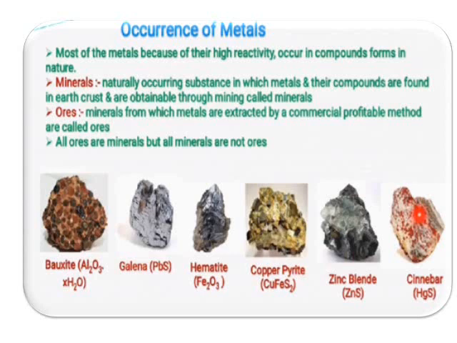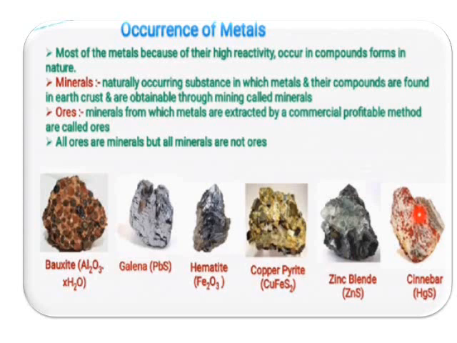So see the slide, most of the metals, because of their high reactivity, occur in compounds in nature. What are minerals? They are naturally occurring substances in which metals and their compounds are found in the earth's crust and are obtained through mining, called minerals. Then what are ores? Minerals from which metals are extracted by a commercial profitable method are called ores. All ores are minerals, but all minerals are not ores. So this is a very important statement.